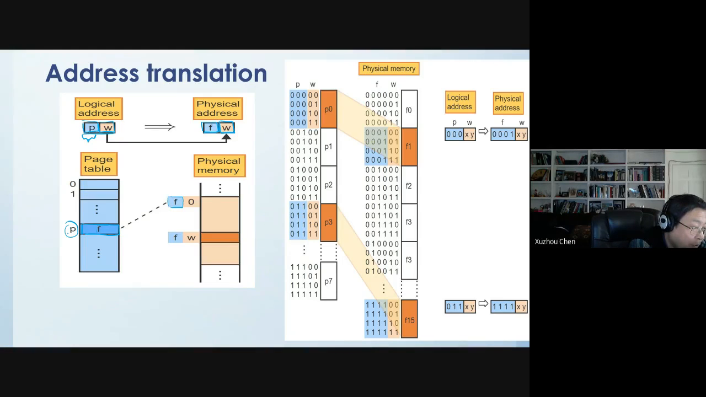doesn't change. If the offset is 000 in this page, then the corresponding offset is still going to be 000 in the frame. So the relative location never changes. It's just like if you interpret a page as a school bus. The offset basically represents the row of the seats in the school bus. If you're sitting in the first row, you're going to say you're sitting in the first row. That's the offset. That relative location never changes.